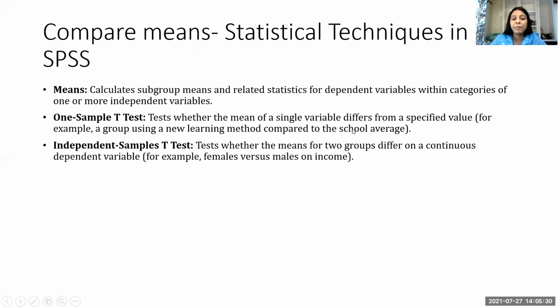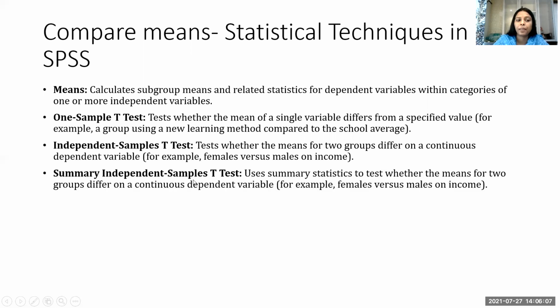The next one is the independent sample t-test. This is a test that we'll be using frequently. Here it tests whether the means of two groups differ on a continuous dependent variable. For example, in the scenario that we have seen, the dependent variable is the mean income and your independent variable is gender, where we have two categories, male and female. So when we have two groups in the independent variable and the dependent variable is continuous in nature, we use the independent sample t-test.